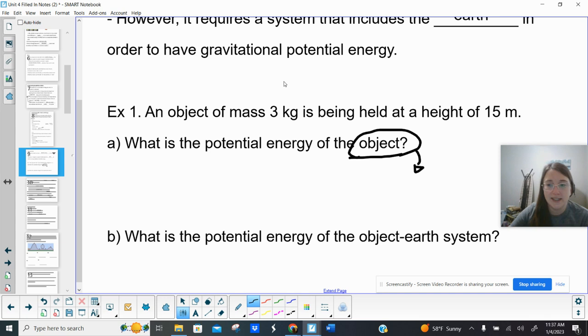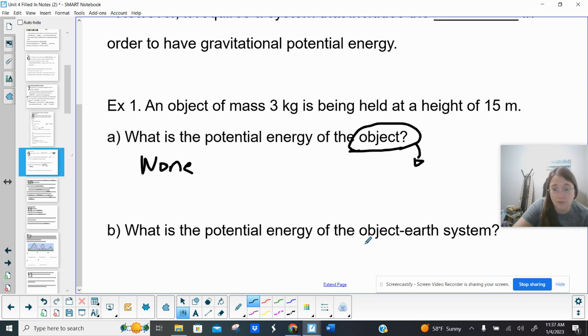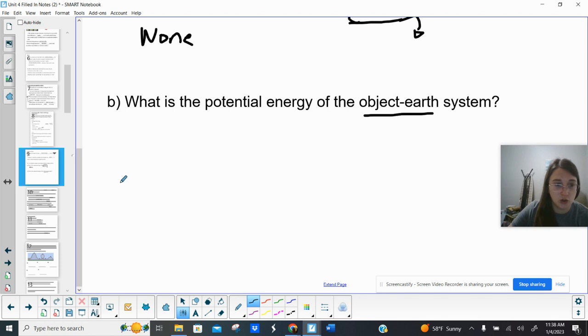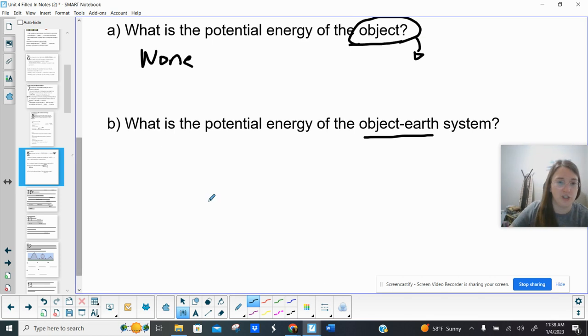No. If I define my system to be a singular object, I cannot say that object has any potential energy, because if just the cup is inside the system, there's nothing inside the system that can give it energy. But if I define my system to be the object and Earth, well, now the Earth is inside the system, and the system as a whole does have potential to convert from one type of energy to the next.